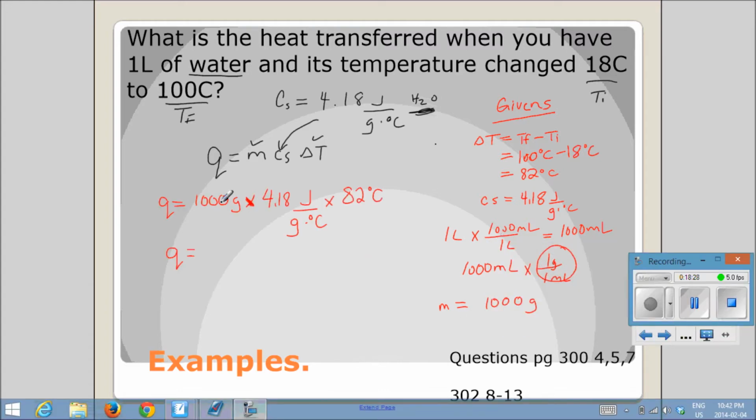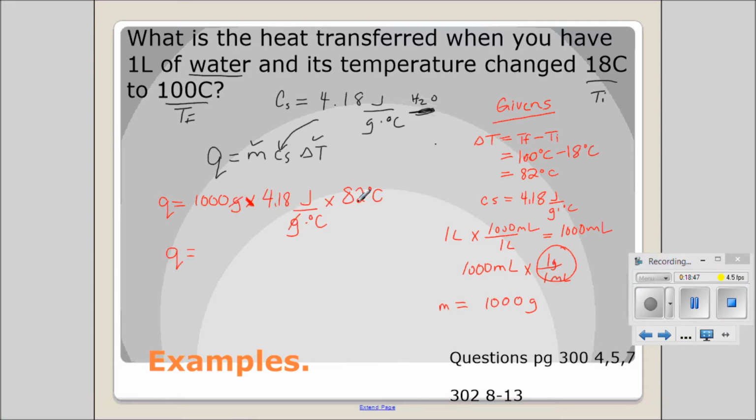So our numbers are here. 1,000 grams, which is my mass, times my specific heat capacity of 4.18 joules per gram per degree Celsius for water, times 82 degrees Celsius. So when we calculate this all out, watch how grams cancels out and degrees Celsius cancels out, and we get our units in joules. And our answer will be, just popping it out of my calculator, 342,760 joules. The problem is we're going to do 2 significant digits because our temperature was only given in 2.